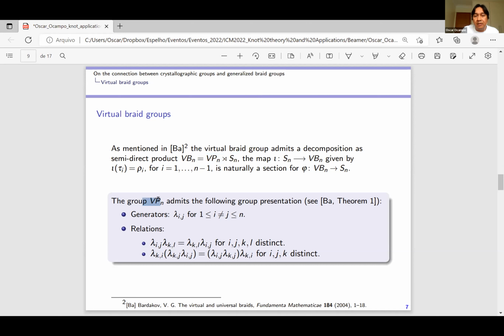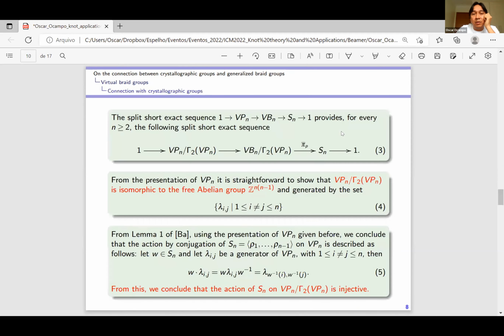and the group of virtual pure braids admits the following presentation. And it is very easy to see from the presentation that when we abelianize this group, we obtain a free abelian group, okay? And so we have this kind of split short exact sequence, and we project to this kind of quotients, okay? Here we have a free abelian group that has rank n times n minus 1.